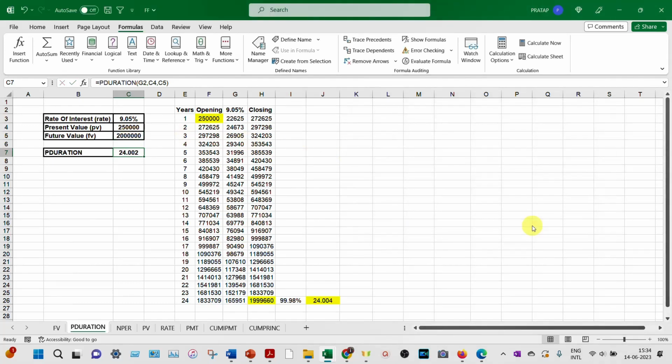So this gives us the solution of 24.002 years. And the solution that I had worked out by doing the manual calculations on the worksheet gave us a solution of 24.004. So the difference that you can see between the two methods used for calculations is 0.002%, which I think most of us do not even consider going to a third level decimal. So you can see how effective the PDURATION function is and how easily you can get to the solution.